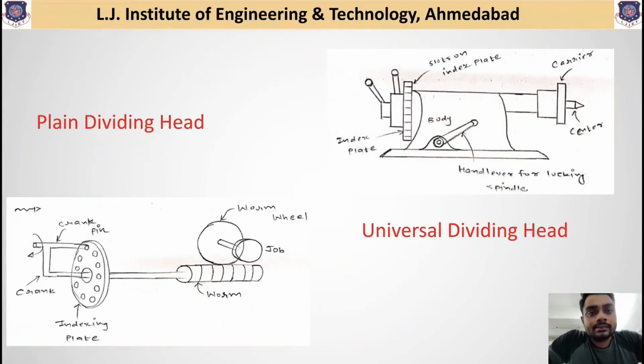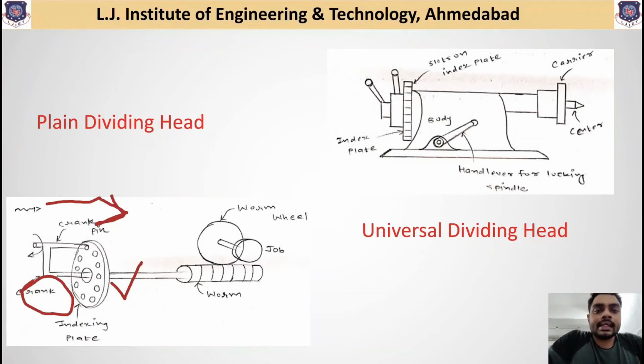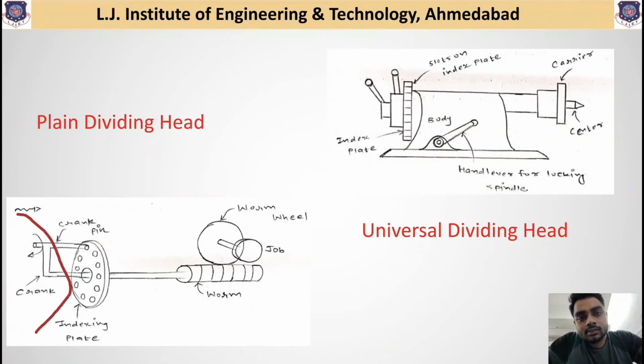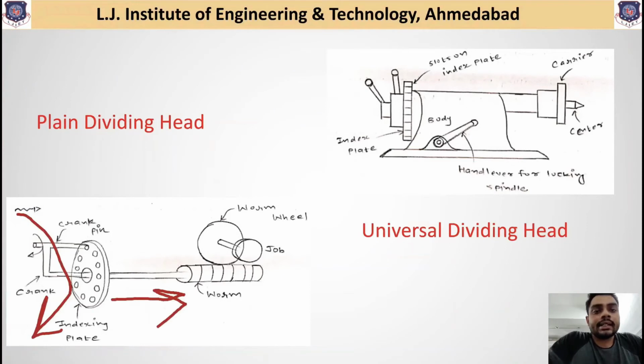As you can see, the indexing plate has different numbers of slots available, and this indexing plate has a crank, and this crank is connected to the indexing plate through the crank pin, and this crank pin is inserted inside any one of the slots. Now when this crank pin is given rotation, it rotates the indexing plate, and as this crank is similarly connected to the worm, this crank and indexing plate connected to the worm also rotate the worm.